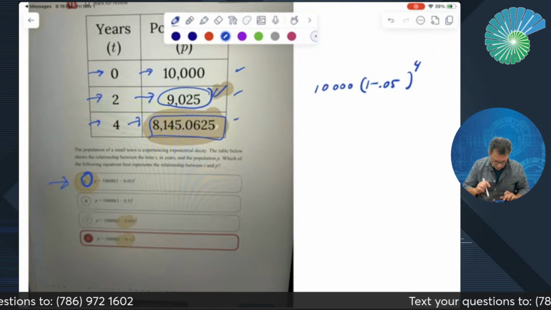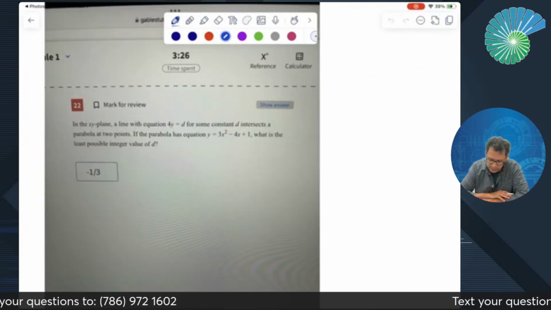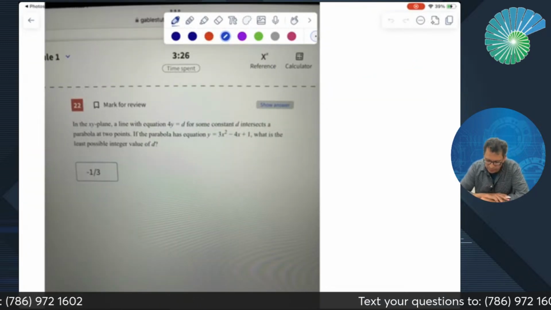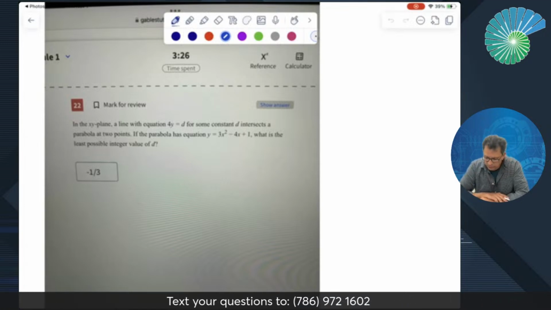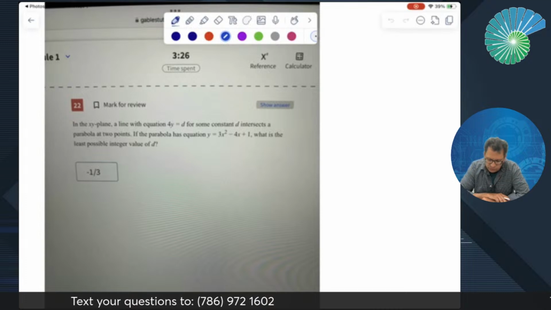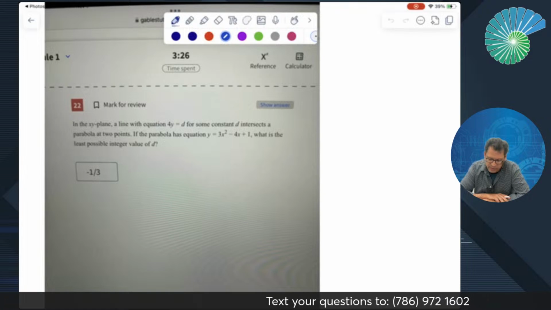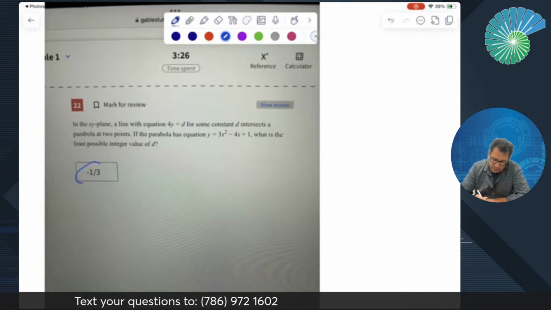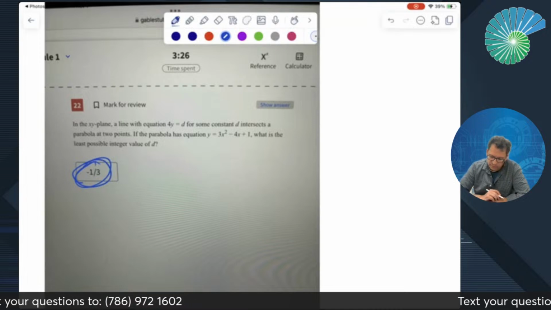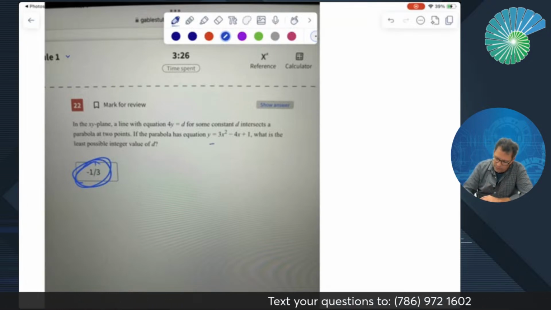Let's see if I can upload the next question. Okay, so let's take a look at this one now. In the xy-plane, a line with the equation, and then you have that equation, for some constant d intersects a parabola at 2 points. If the parabola has that equation that is given there, what is the least possible integer value? This is not an integer. Integer value of d.